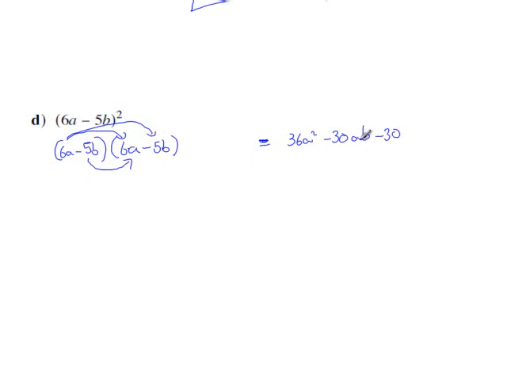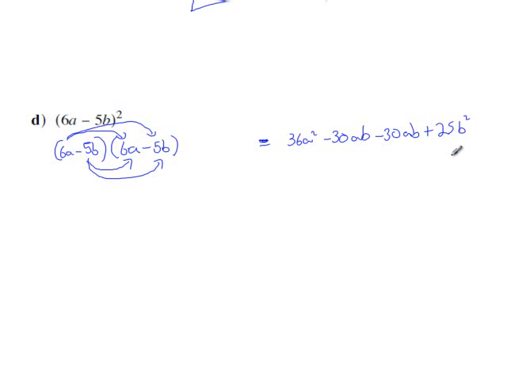b times a, I'll write it, because this order I've already written as ab, I'll write this one as ab too, just to remind myself that they're like terms. So negative 30ab, and then negative 5b times negative 5b. Negative times a negative is a positive. So positive 5 times 5 is 25. b times b is b squared.